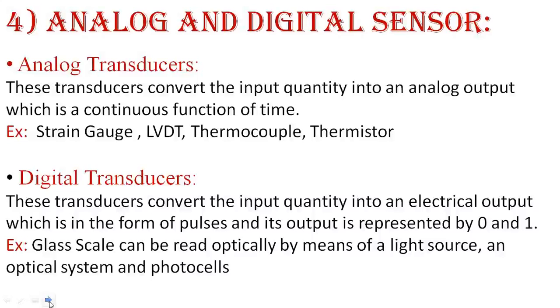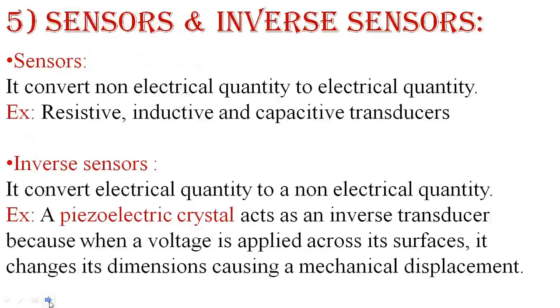A digital transducer's output is always in a digital form, like a square waveform, pulses or a digit. That's why it is known as a digital sensor or transducer.